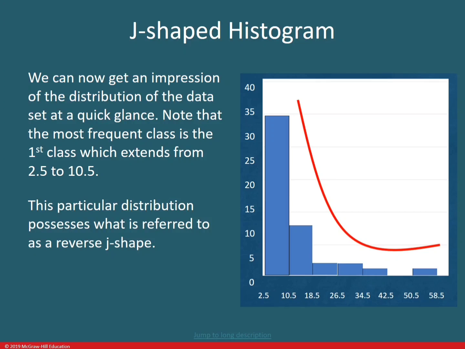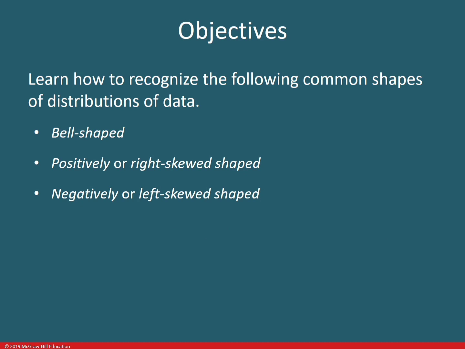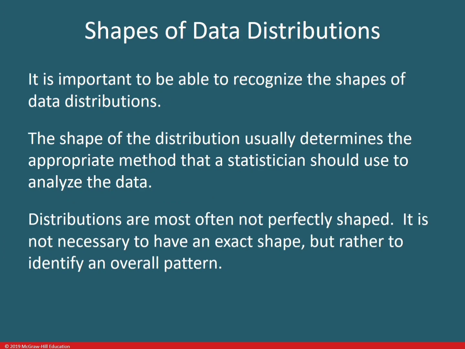And anytime we see a histogram, there will always be a name associated with the shape of the histogram. So in this case, this looks like a J-shaped histogram, even though the J is facing the other way. This is considered a J-shaped histogram. So the shapes of the distributions of our histograms, the most important ones are these three: bell-shaped, positively or right skewed, and negatively or left skewed. Sometimes you might see it written as right skewed or positively skewed.